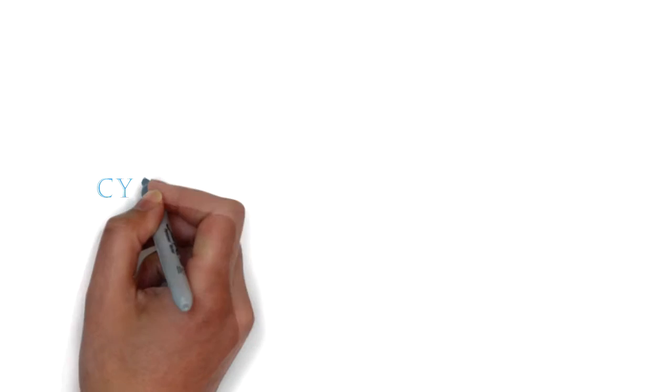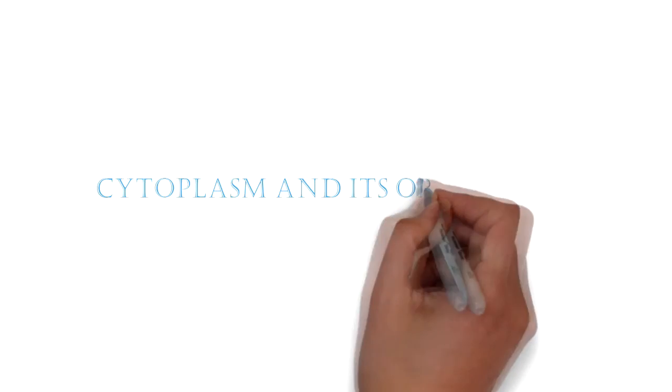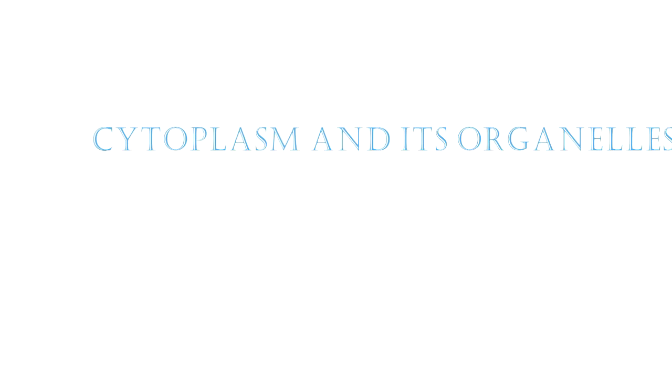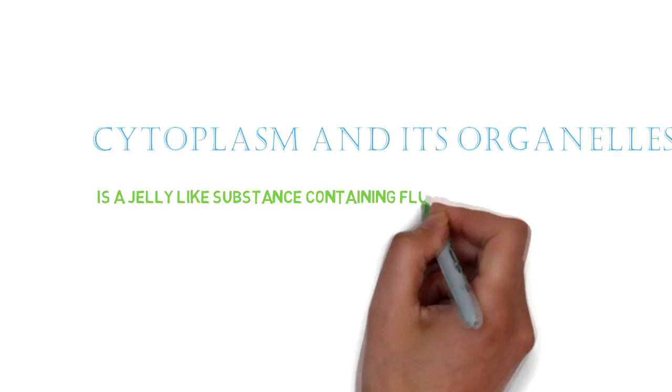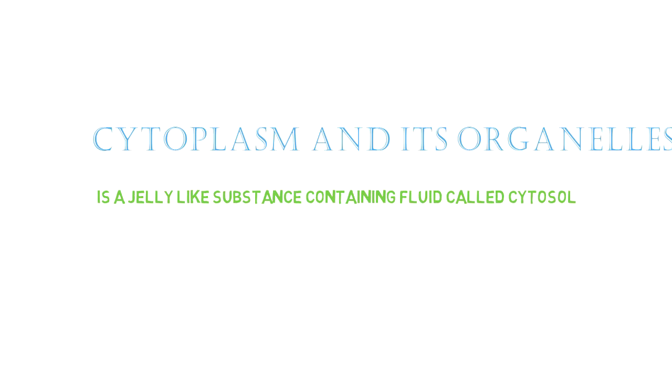Now let's move forward to the cytoplasm and cytoplasmic organelles. So first we'll discuss the cytoplasm. Cytoplasm is a jelly-like substance. It contains a fluid called cytosol.